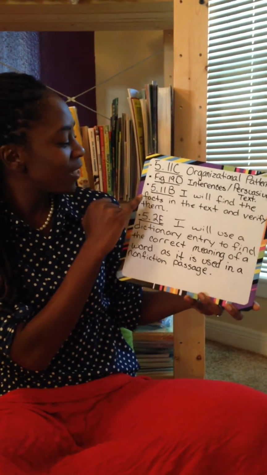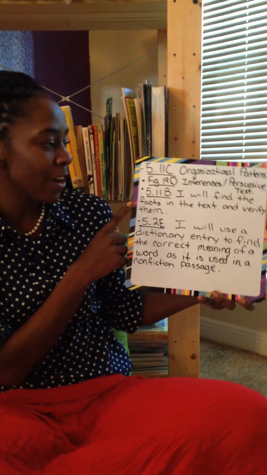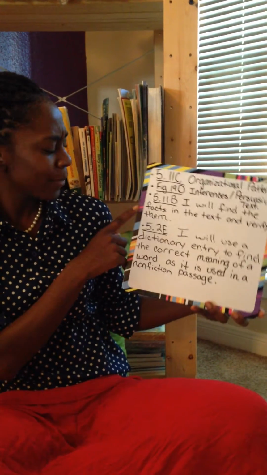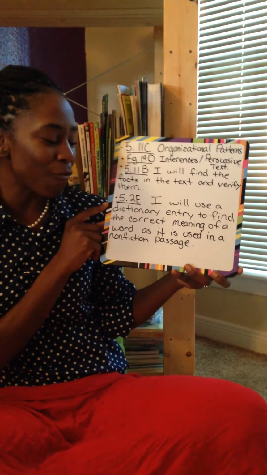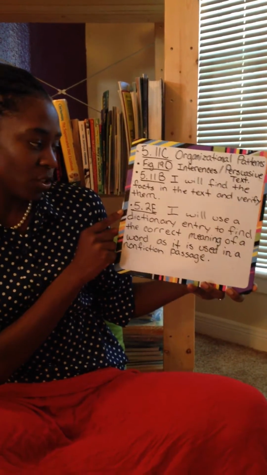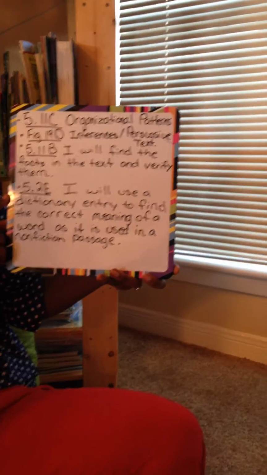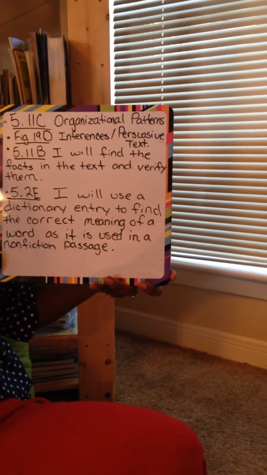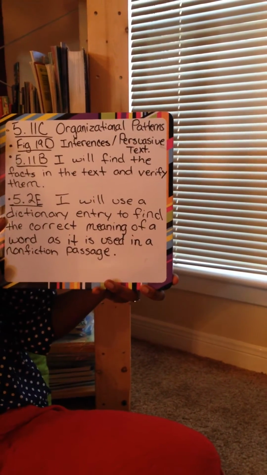And then a new objective is 5.11b. I will find the facts in the text and verify them. Interesting. And then our next one is 5.2e. We talked about this last year in 4th grade. I will use a dictionary entry to find the correct meaning of a word as it is used in a nonfiction passage. So these 4 objectives will be covered next week.